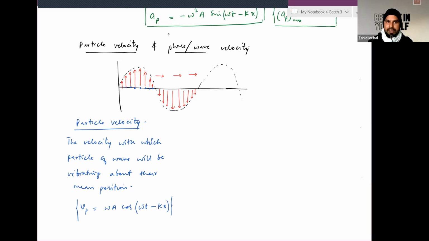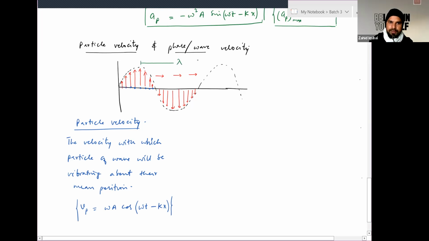This particular vibration of particles will create a disturbance. Its maximum value is at this point, and the next maximum is at this point. The distance between these two maxima, that is crest to crest, will be called lambda. And the time duration from this point to this point is the time period. So we may define this propagation of disturbance along the string as wave velocity or phase velocity.